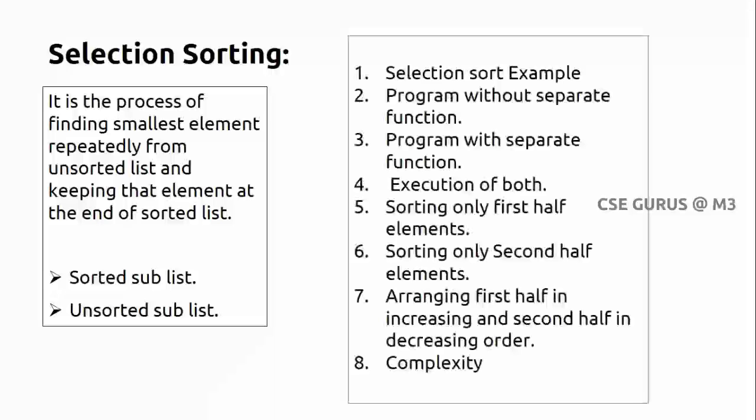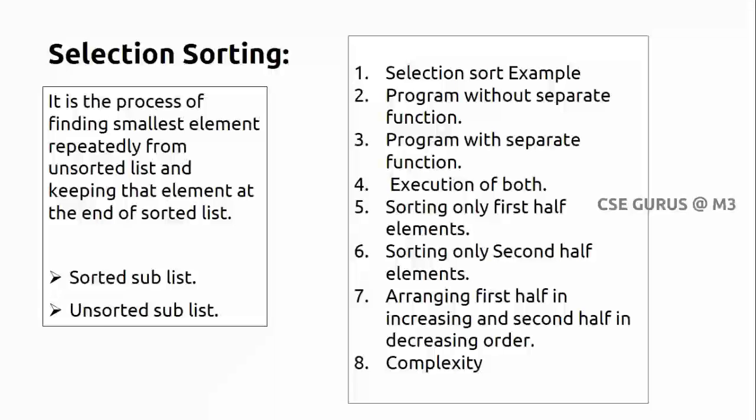In this one we'll see selection sort with an example. Of course, what is the program? A C program without a separate function, and with a separate function. We have to define a function, right? So how to write a program with a separate function, or we can write it in the main function directly. That is not a big deal. And of course, I will execute both.